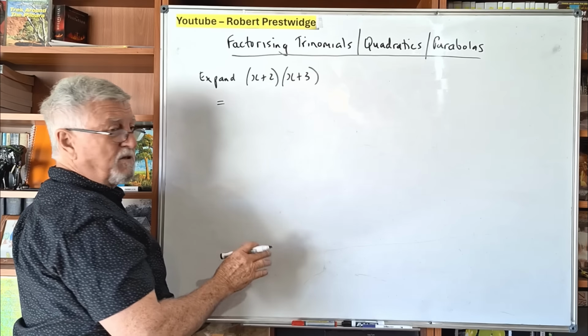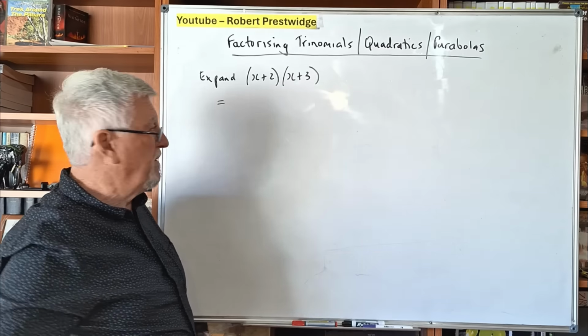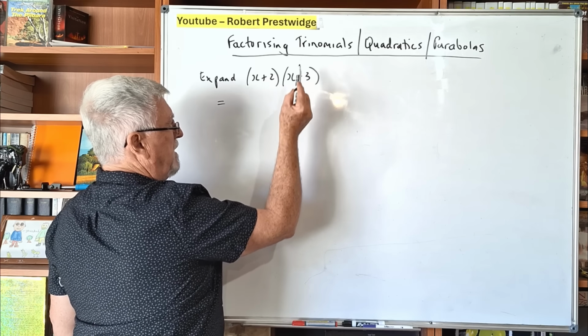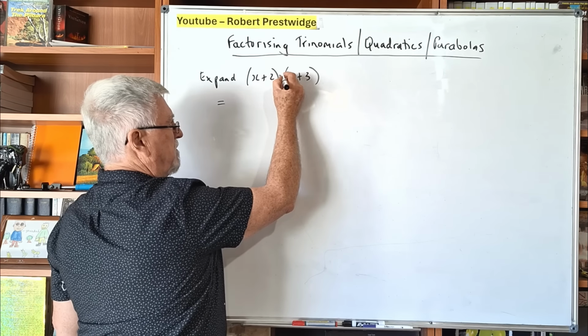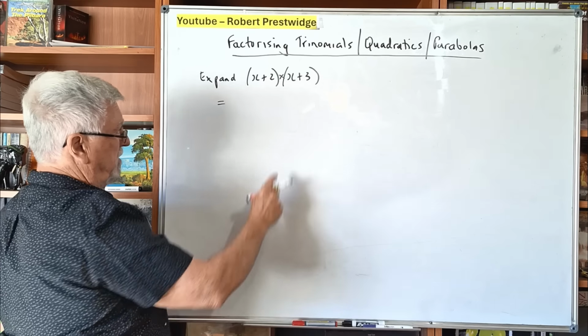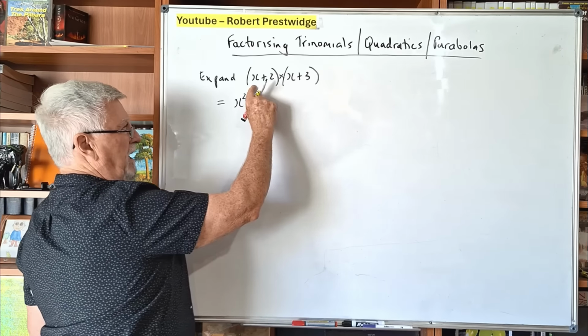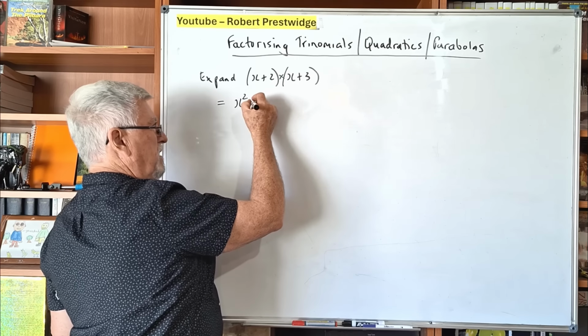Now, there are a lot of methods. There's what's called FOIL, there's eyebrow methods, and there's everything. I'm just going to talk about the x has to apply to both of them, and between any two symbols you can have multiplication. So let's have a look what's going on. The x has to be multiplied by that x, so that gives us an x squared. The x has to be multiplied by that 3, and that's a 3x.